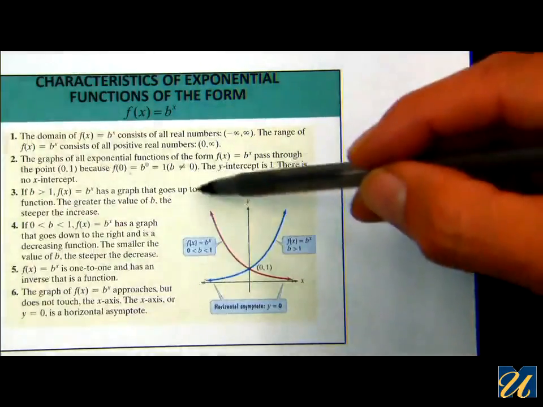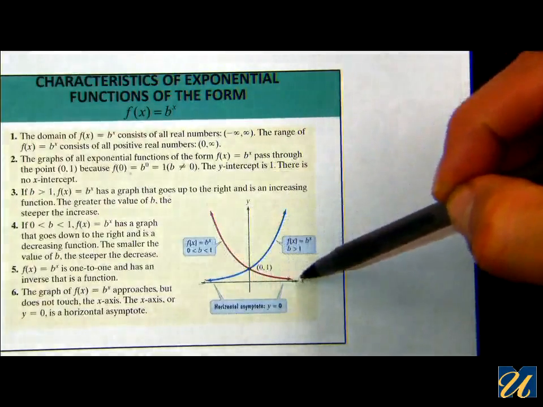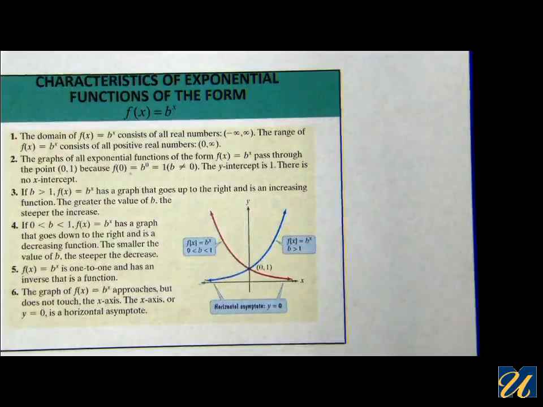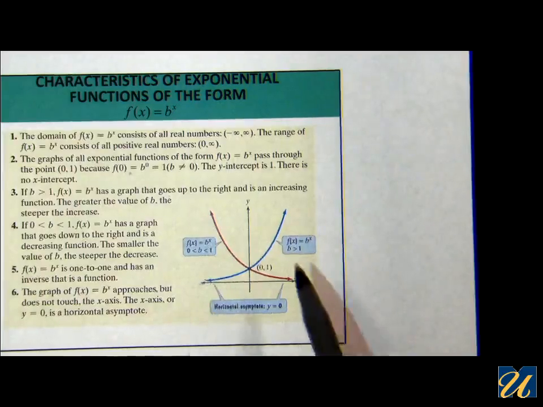In a decreasing exponential, such as this one right here, when x becomes large, the function shrinks because the exponent is negative. And for the same reason that we have a horizontal asymptote for increasing, we have a horizontal asymptote for decreasing. I'll do an example of that later when we look at the problems.